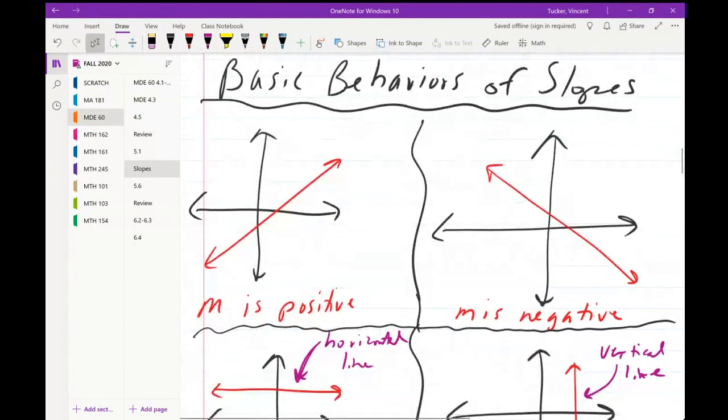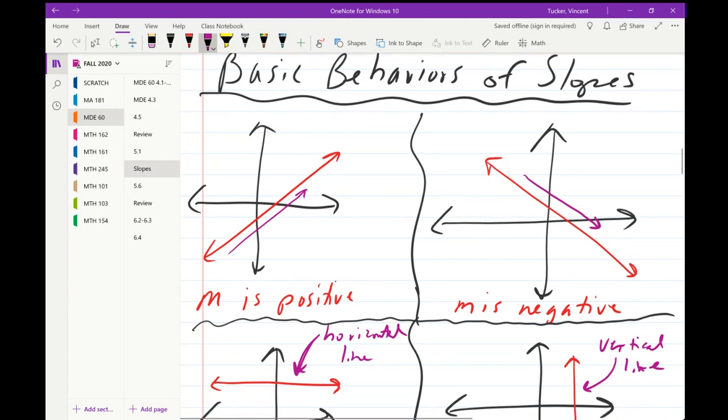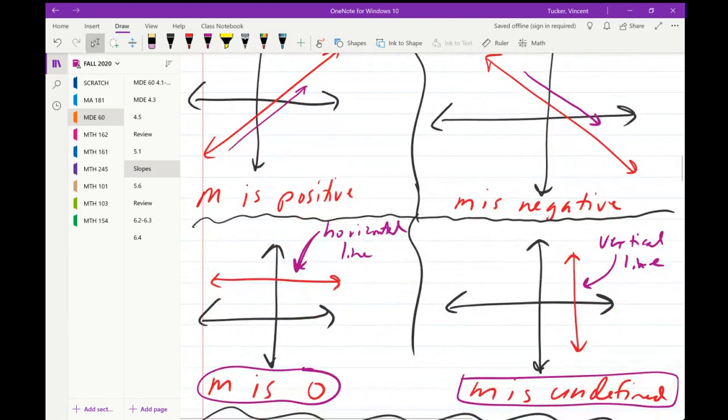All right. So the basic behaviors of your slopes. Reading your graph from left to right, if it's going up, or in other words, increasing, that means your slope is positive. If it's going down, your slope is negative. A horizontal line means that your slope is 0. And then a vertical line means that your slope is undefined.